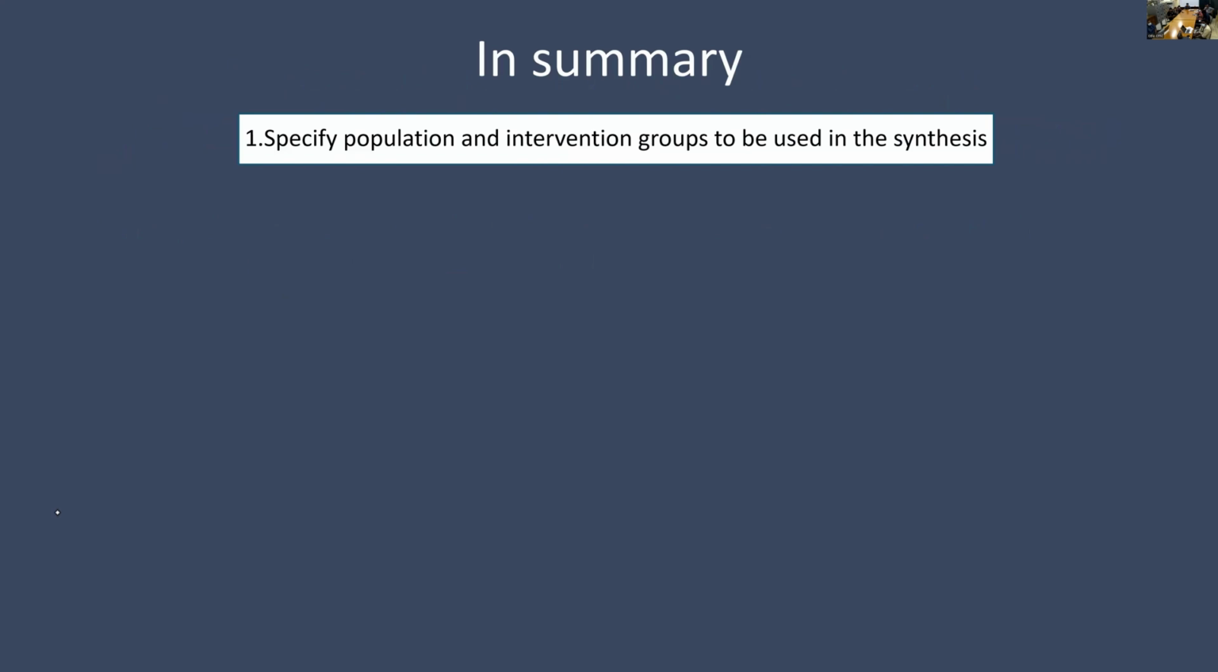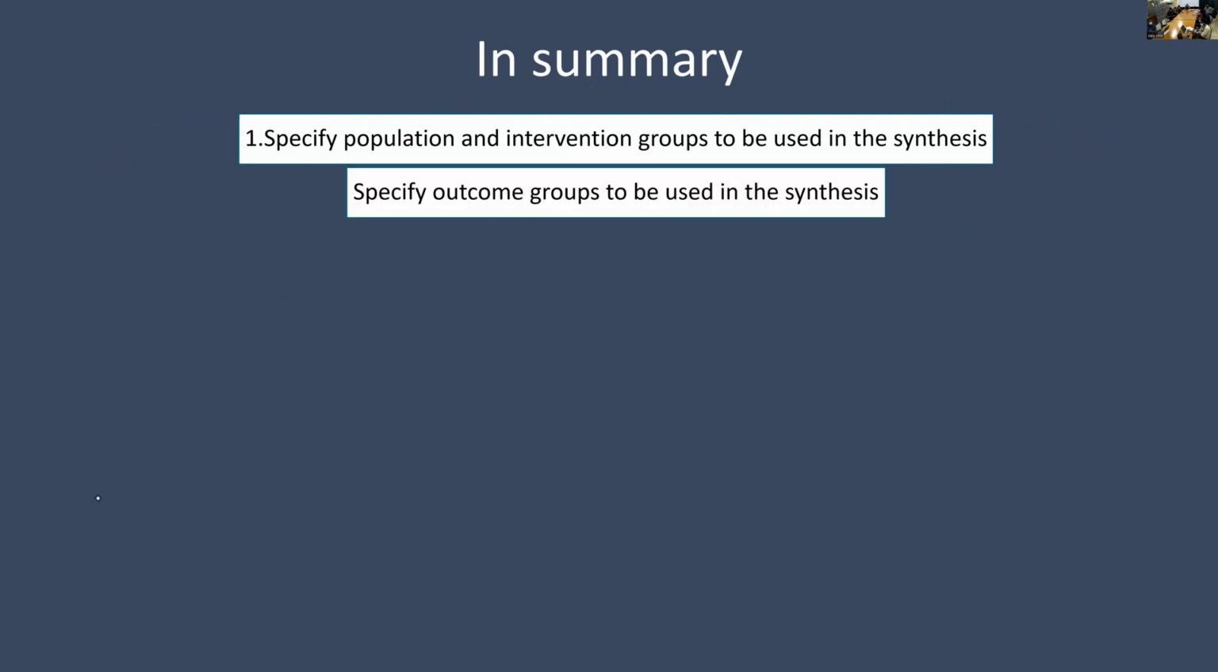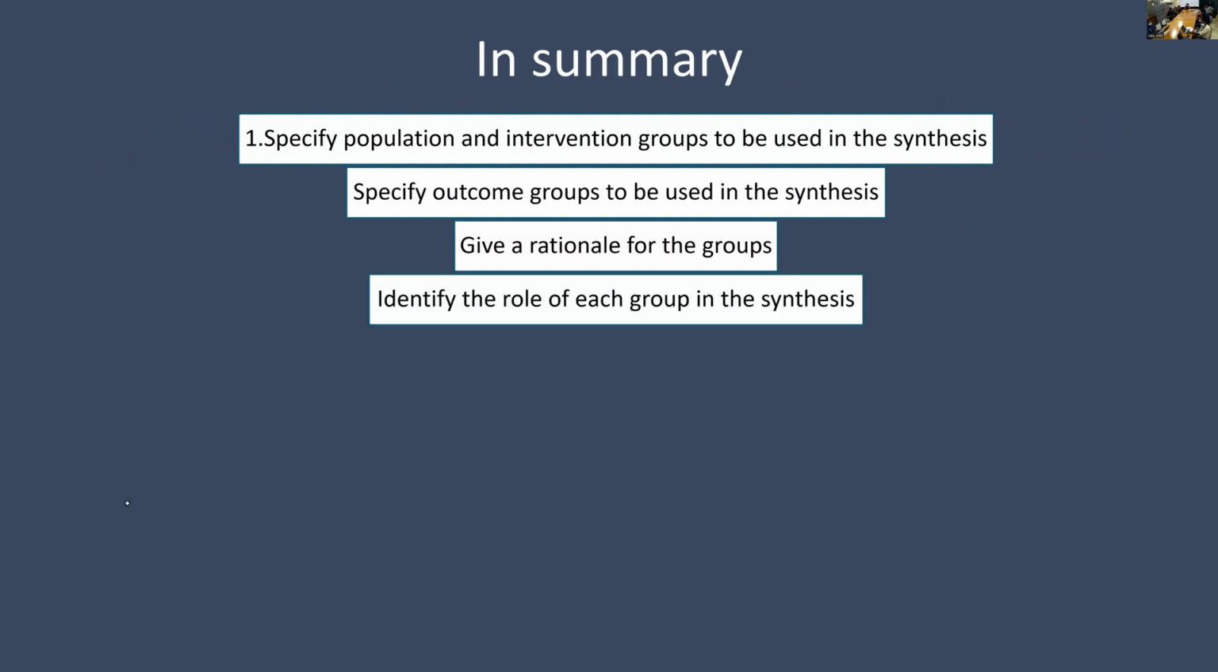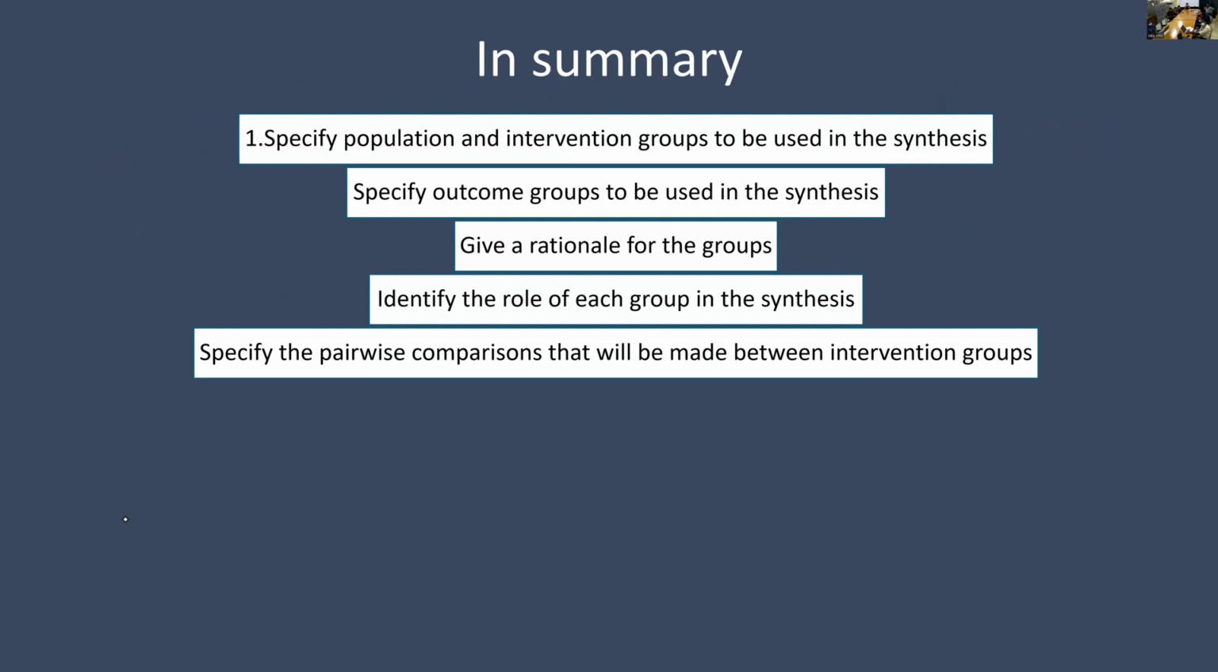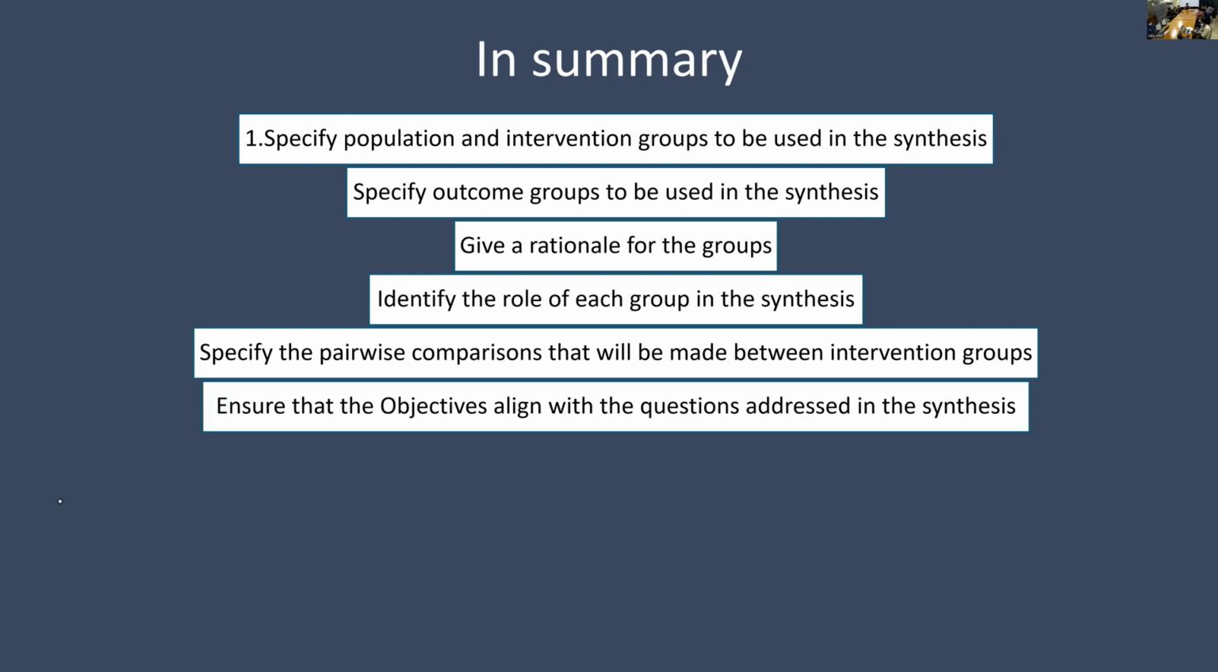In summary, specify population and intervention groups to be used. Specify outcome groups. Give a rationale for the groups. Identify the role of each of these groups. When I say identify the role of each of them, basically you have to tell which of them are going to be subgroup analyses, which ones you are going to look at in sensitivity analysis or meta-regression, specify the pairwise comparisons that will be made, and also decide which one is more important, if any.